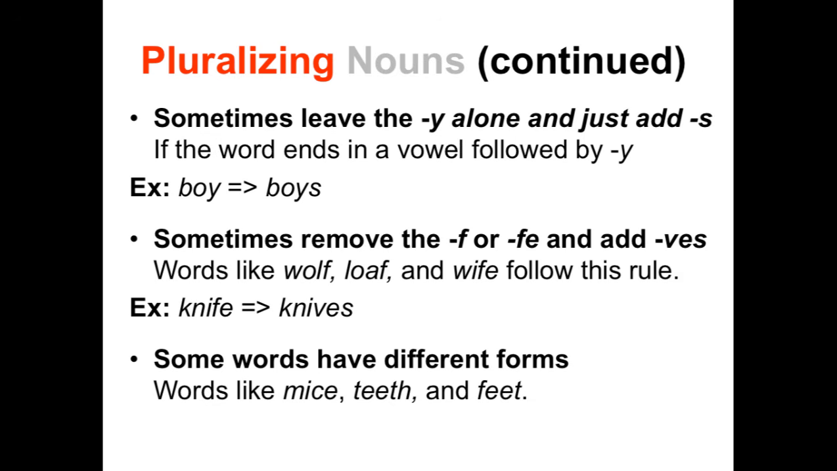And some words have different forms entirely. Words like mice, teeth, feet. These are words that have a singular form that is completely different from the plural form. So mouse, to pluralize it, becomes mice. Tooth, to pluralize it, becomes teeth. And foot, to pluralize it, becomes feet. So there's no real rule to help you with this. You just have to become familiar with the language and some of these irregular noun forms. Like the word child. To pluralize the word child, it doesn't become childs, it becomes children.